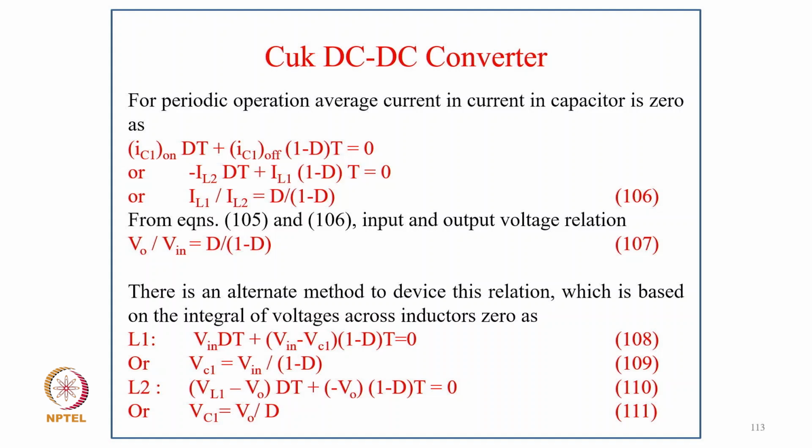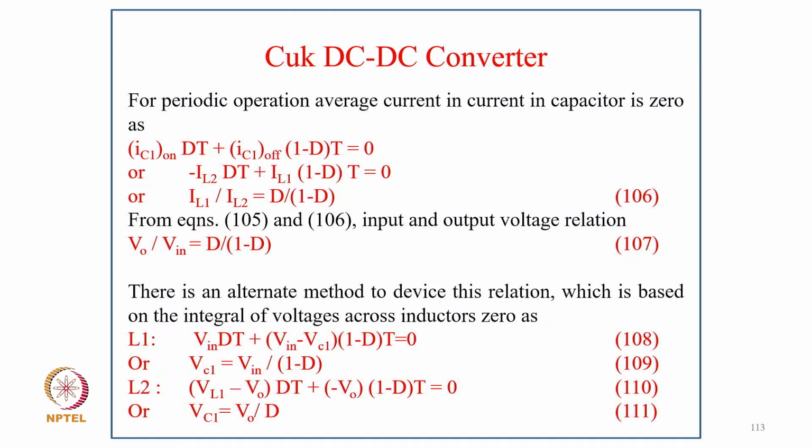For periodic operation, the average current in the capacitor is 0. So IC1 on times dT plus IC1 off times (1 minus d) T equals 0. Putting in the values, it's minus IL2 d T plus IL1 (1 minus d) T equals 0, or IL1 upon IL2 is d upon 1 minus d. From the previous equation and this one, Vo upon Vin equals d upon 1 minus d. So that clearly says the buck boost operation.